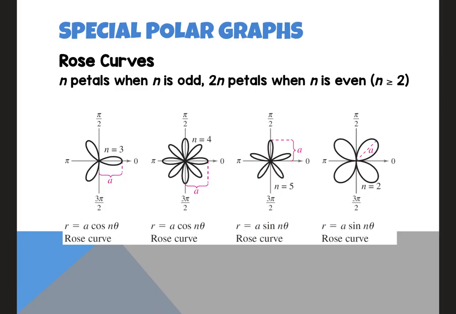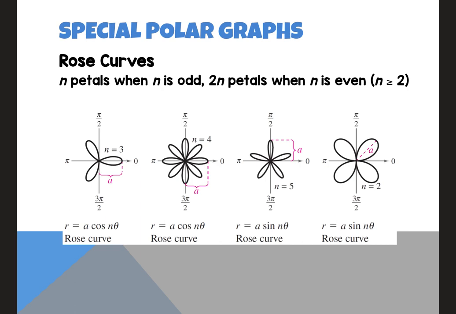Okay. Then we get to roses, okay? Roses, to be honest, they're pretty. They have petals, okay? They're called roses because each of those little things is called a petal. And there are 2 different types of roses, okay? Ones that have an even number of petals and ones that have an odd number of petals. And the way you determine that is the number that is next to your theta.